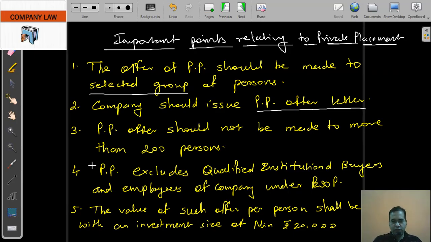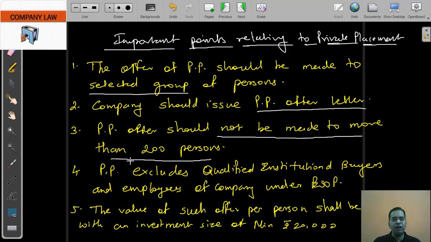How many? One time, the offer can be made to how many persons? It should not be made to more than 200 persons for one class of securities. It excludes qualified institutional buyers and employees of the company, to whom the securities can be issued under different schemes, that is ESOP. Under ESOP, that is employee stock options, employees can be given the securities.